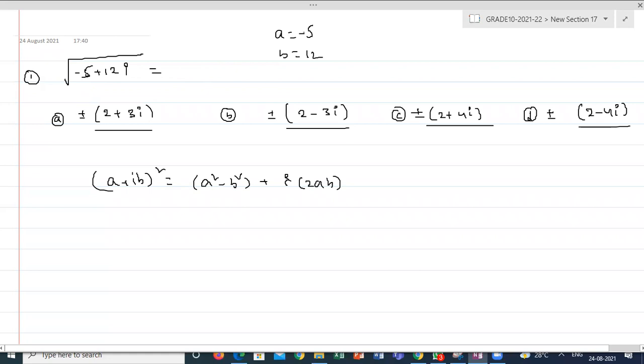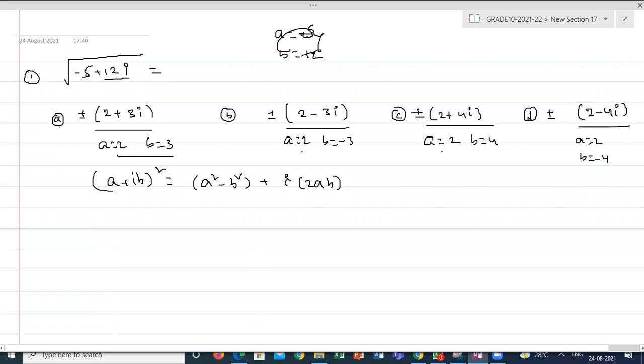In this case, a is equal to 2, b is equal to 3. In this case, a is equal to 2, b is equal to minus 3. In this case, a is equal to 2, b is equal to 4. In this case, a is equal to 2, b is equal to minus 4. If I take the product, 2ab is plus 12 here, possible. Here it is not possible, it will come minus 12. Here also not possible, here also not possible.